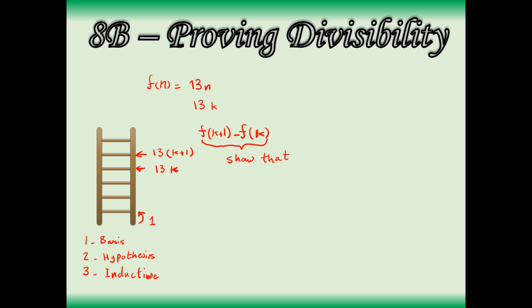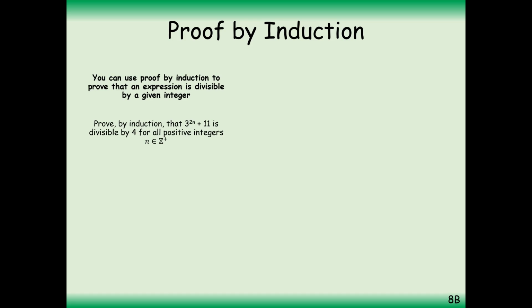All right, so does it make sense? Show that the difference is divisible by the number that we want to prove, not the actual f of k plus 1. The difference is the important part. So let's see an example with this. We are to prove that this function, 3 to the power of 2n plus 11, is divisible by 4.